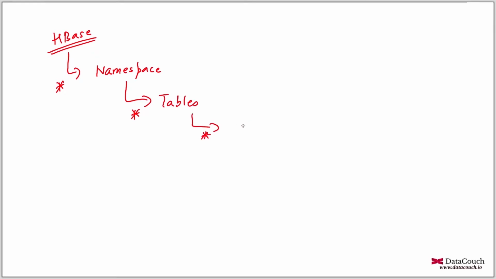Within tables we can have multiple column families. Within column families we can have multiple columns. So that's how it is organized. Within columns you will have multiple cells, but I'm not going to that level right now. First understand, it's like a database in other technologies.